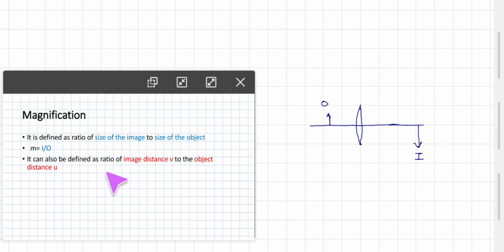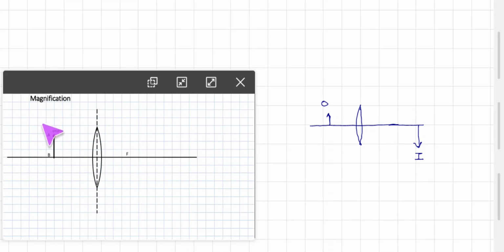It can also be defined as the image distance V to the object distance U, that is V upon U. So both ways we can find the magnification. Here the lens is shown and this is an object placed in object space, that is to the left of the lens.